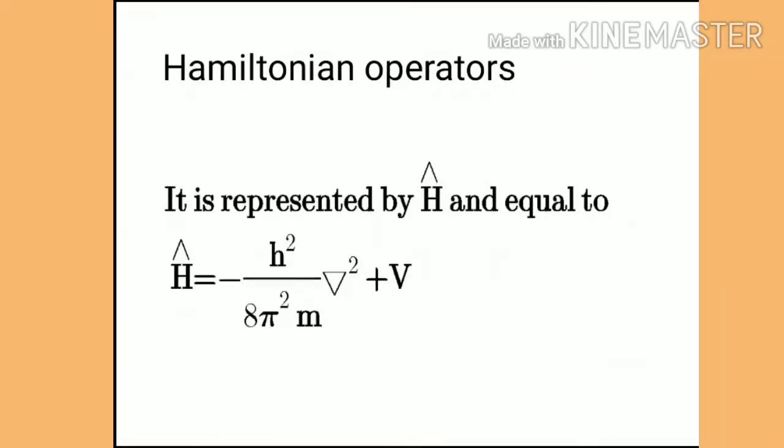Next is the Hamiltonian operator, and the Hamiltonian operator is obtained in the Schrodinger equation. Its value is minus h square upon 8 pi square m del square plus v. V is here the potential energy, m is the mass of the particle, h is Planck's constant.